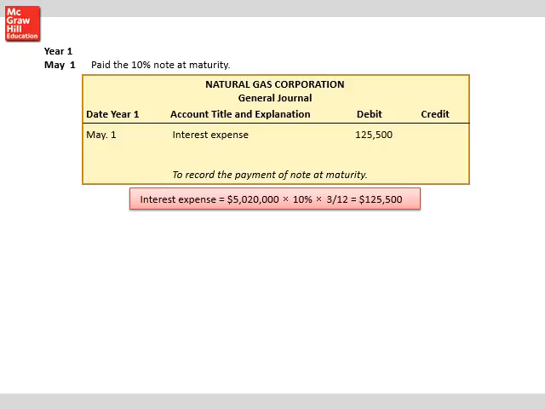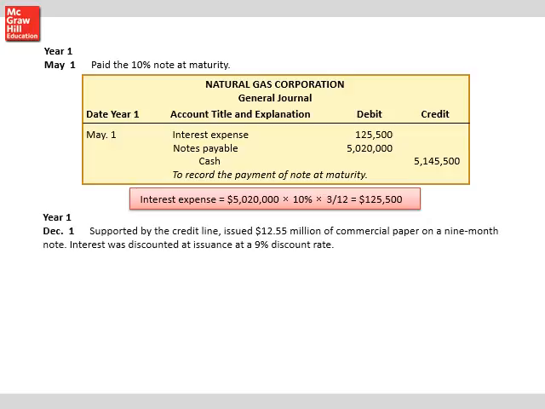Okay, so we make our journal entries now of interest expense of $125,500. We're also going to debit notes payable for the original $5,020,000, and then we're going to credit cash, and that's going to be for the sum of that, which will be $5,145,500. All right, so that takes care of our payment on the line of credit.